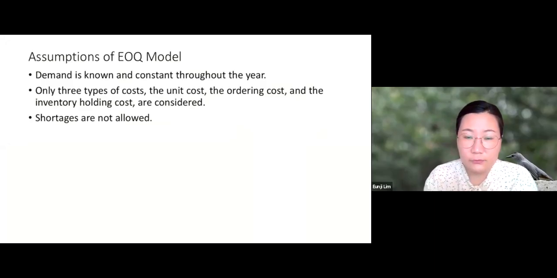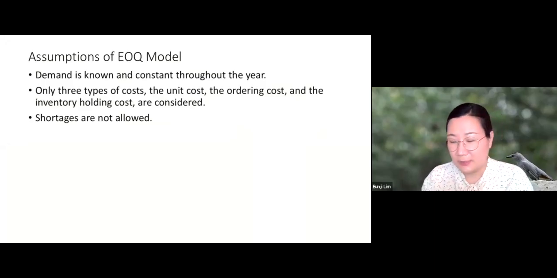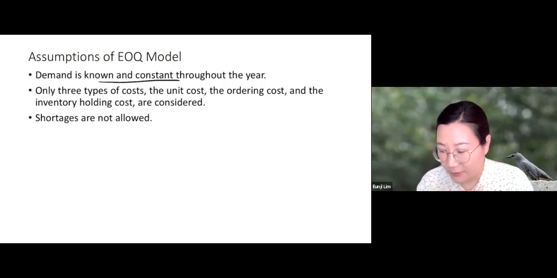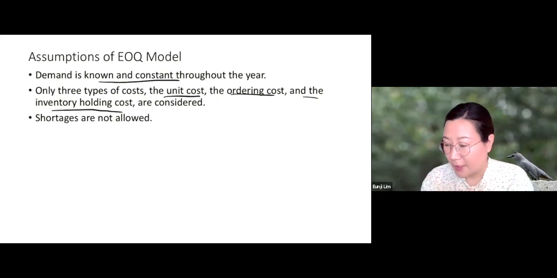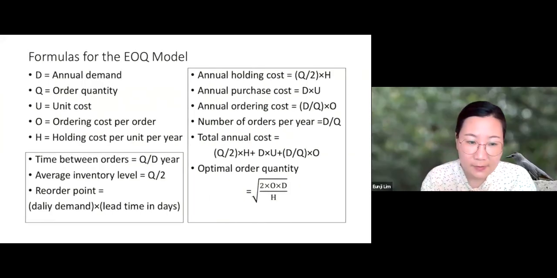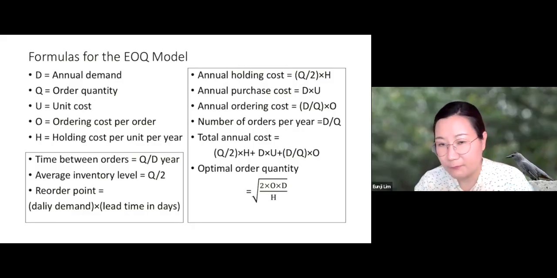So far we talked about the EOQ model, and here are the assumptions of the EOQ model. Demand is known and constant throughout the year. Only 3 types of costs, the unit cost, the ordering cost, and the inventory holding costs are considered, and shortages are not allowed. And under this setting, we derived some formulas for several interesting quantities.